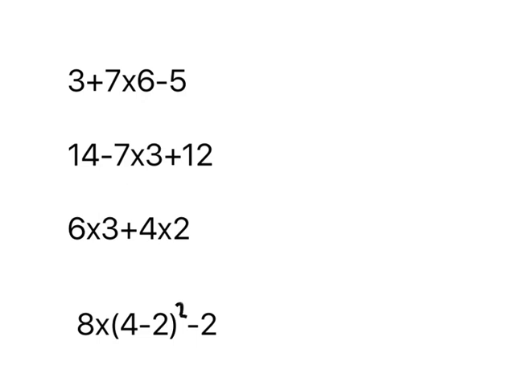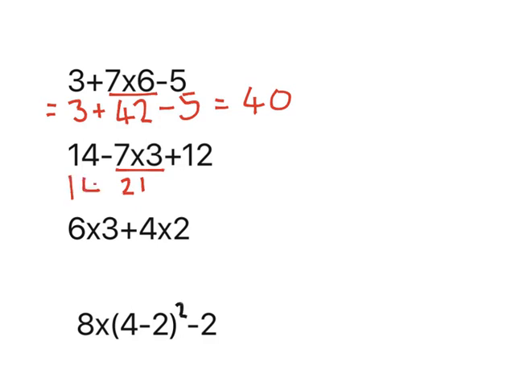Looking at answers then, we have 7 times 6 needs to be done first, that's 42. 3 plus 42 is 45, minus 5 gives us 40. For number 2, we do 7 times 3 first, which is 21. 14 minus 21 is negative 7, plus 12 is 5, positive 5.